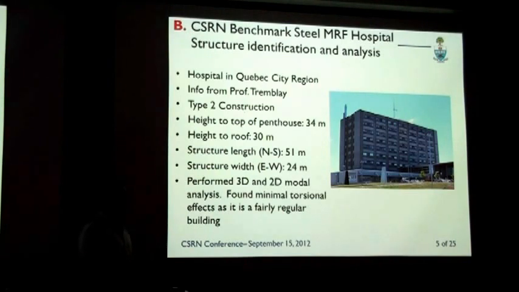A 3D model in SAP was performed just to do a quick modal analysis, and in addition, representative frames from both orthogonal directions were also modeled, and it was found that this building had minimal torsional effects and is fairly regular. I previously mentioned that Type 2 construction was designed for wind loading only in the lateral direction, so therefore this structure right here could have been built anywhere in Canada that had similar wind loading, independent of what seismic hazard it was.